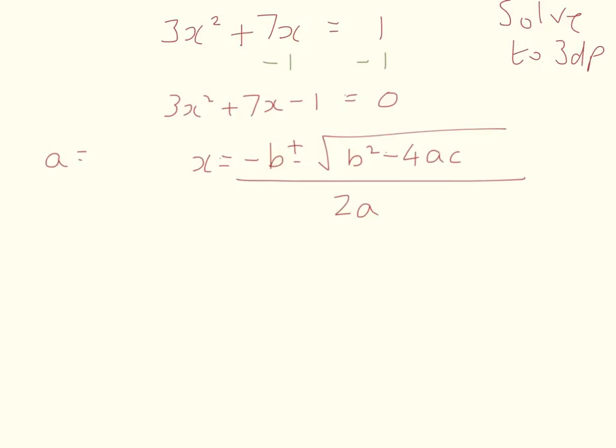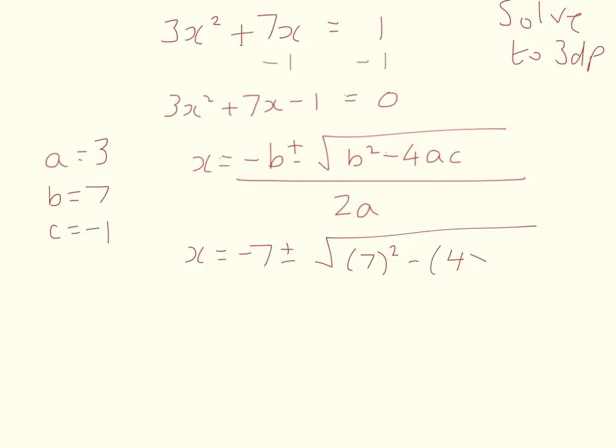So the number in front of the x squared, the coefficient, is 3, b is 7, c is minus 1. Need to watch out for negatives, that we're carrying them forward properly. Okay, so we're going to substitute in: x equals minus 7 plus or minus the square root of 7 squared minus 4 times 3 times minus 1, divided by 2 times 3.